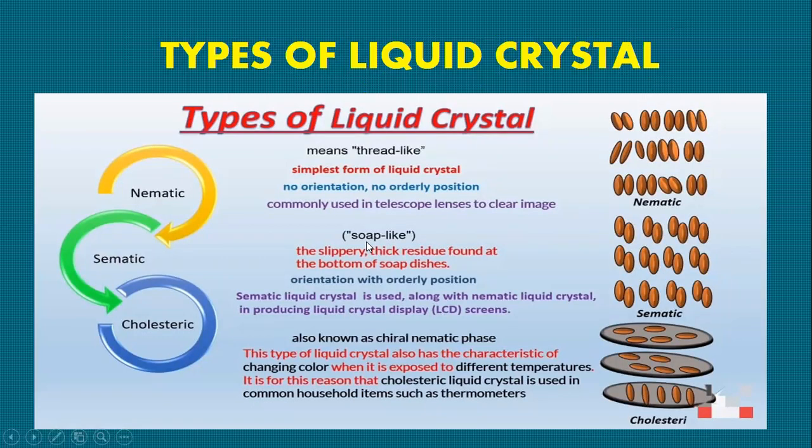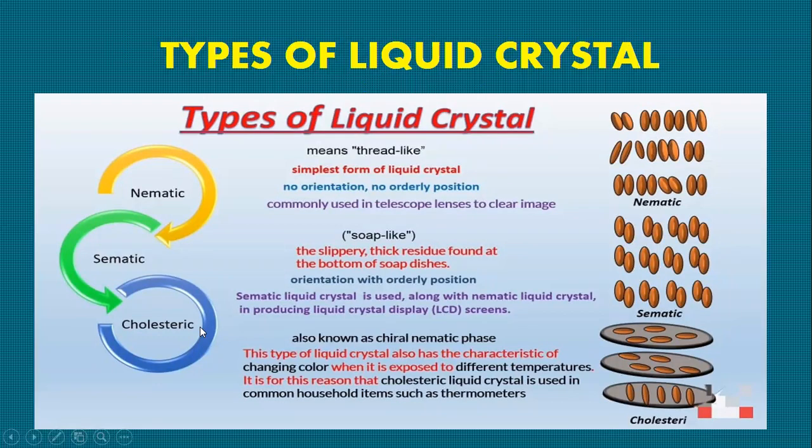Smectic are soap-like. They have a slippery, thick residue like that found at the bottom of soap dishes. They have orientation with orderly positions. Smectic liquid crystals along with nematic liquid crystals are used in producing liquid display screens. These are smectic liquid crystals and these are nematic liquid crystals.